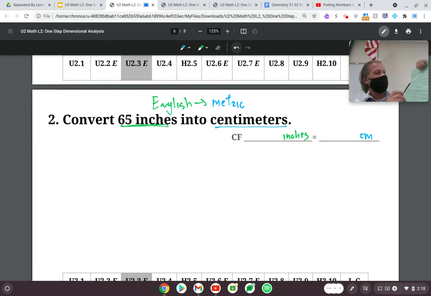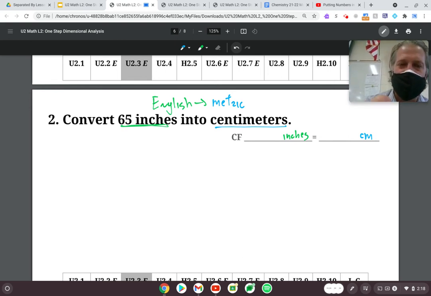So in this case here, because we're going from English to metric, which is right here on the top, I'm looking for a length because I know that inches is a length measurement, and I'm looking for the relationship between inches and centimeters. And I find the length measurement, which is right here, and I find in the top row that 1 inch is equal to 2.540 centimeters.